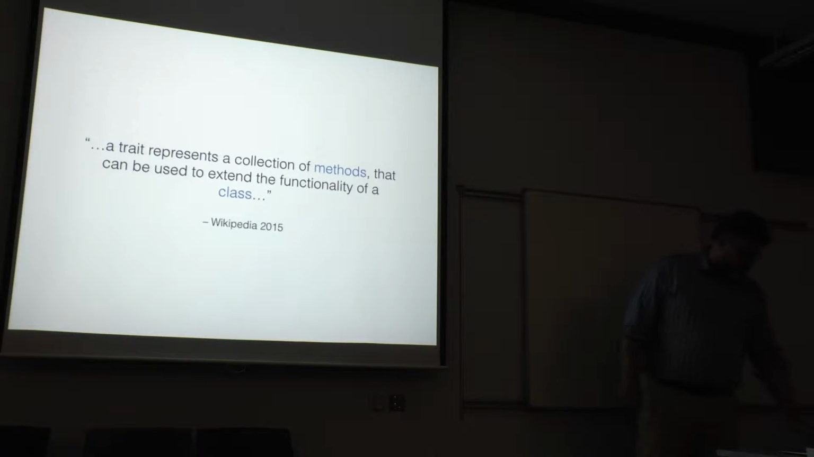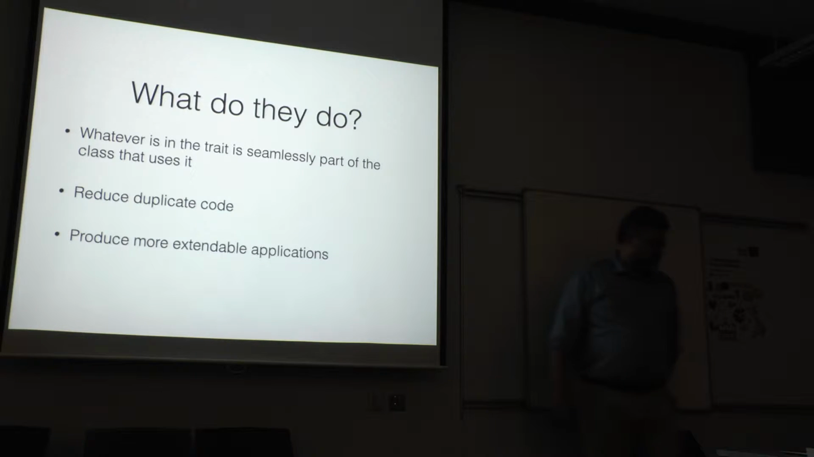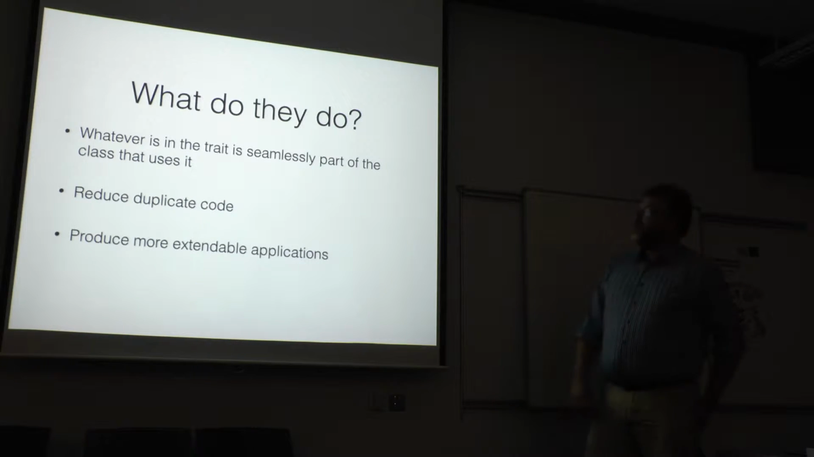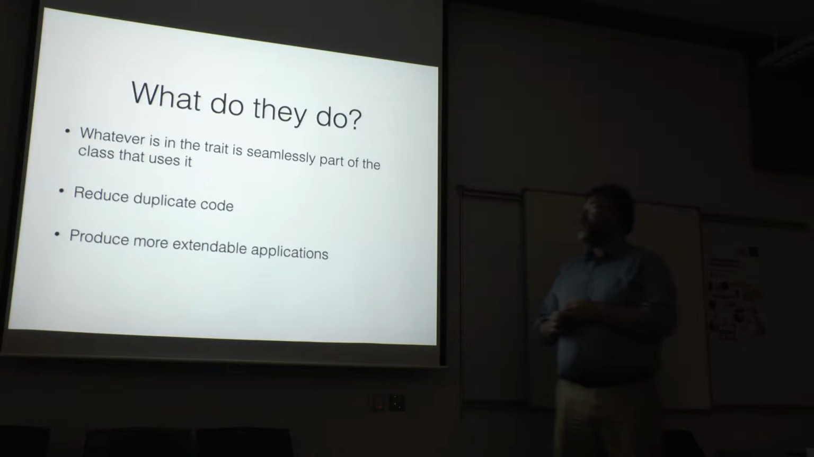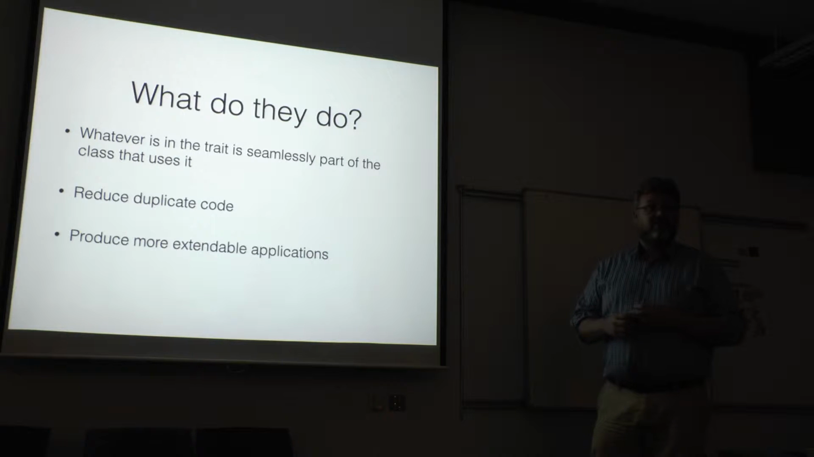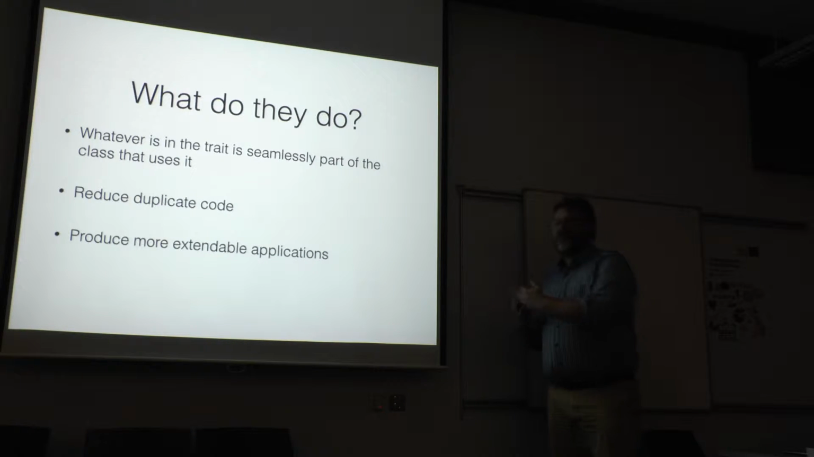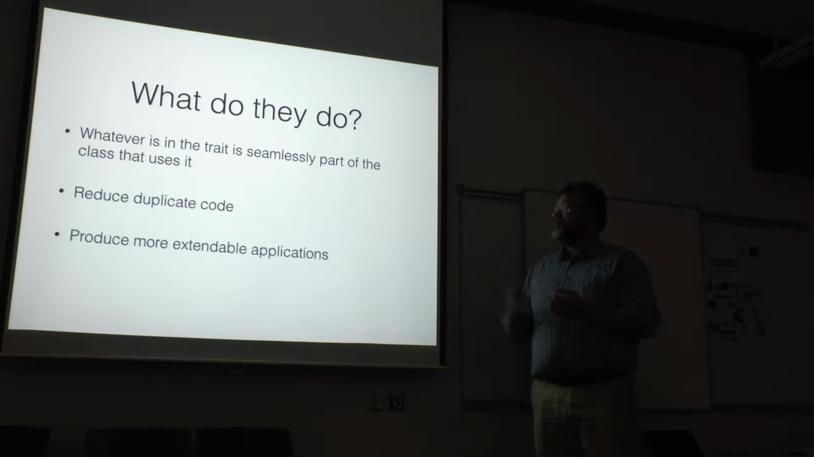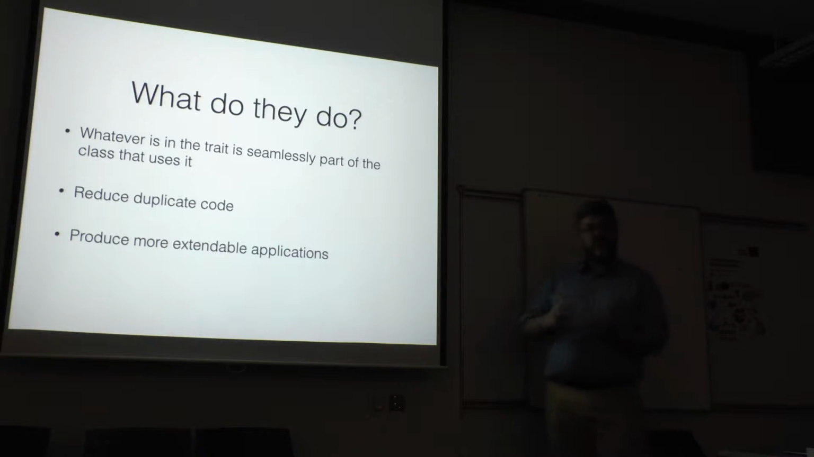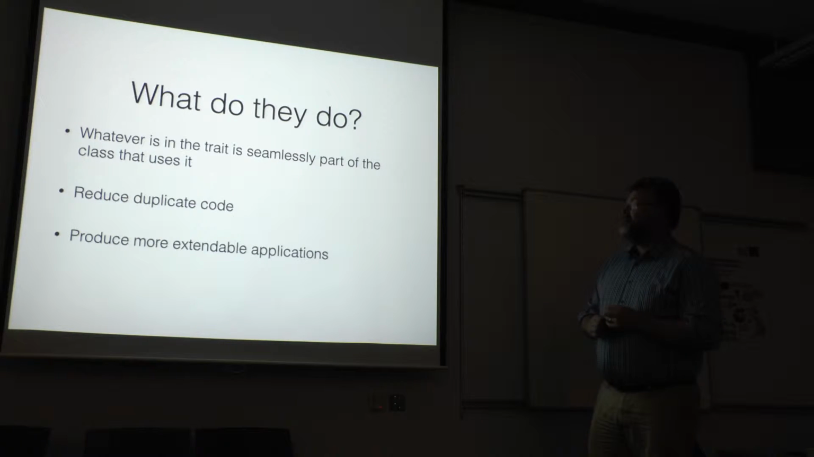It's all complicated in them, but what they do, whatever's in a trait is basically like a class, like a set of methods or properties. Whatever's in there becomes seamlessly part of the class that uses it. So it literally takes any functionality in that trait and copies it straight into the class that is using the trait. So consequently, it reduces duplicate code. You can take out common bits of code, build it in the trait, and just use the trait over and over again, rather than copying and pasting the code around. So you can produce more extendable applications.